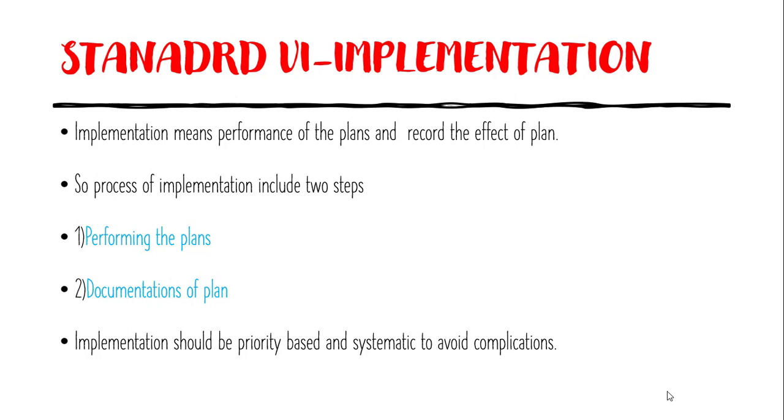Next one is implementation. Implementation means performance of the plans and recording the effect of the plan. So, the process of implementation includes two steps. They are performing the plans, and second one is documentation or recording of the plan. Implementation should be priority based and systematic to avoid complications.